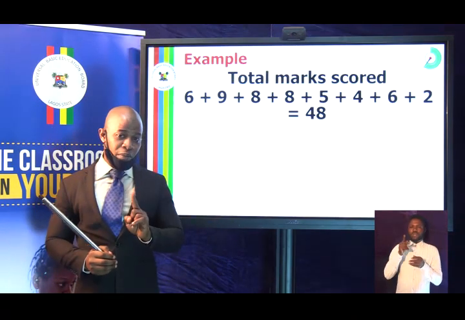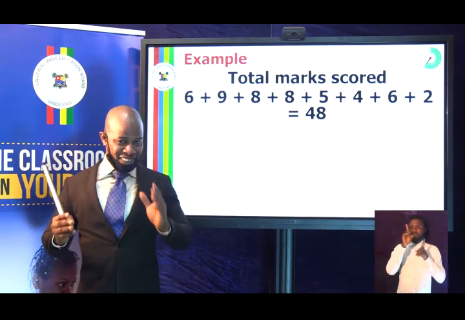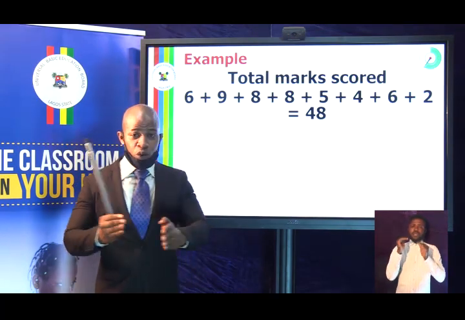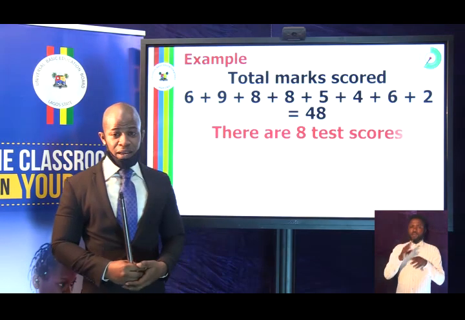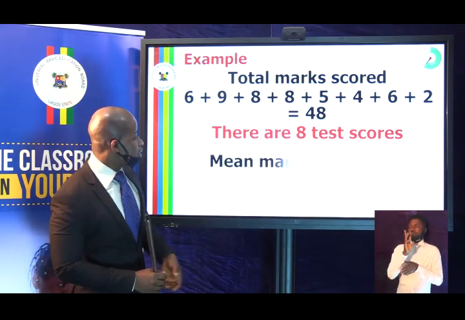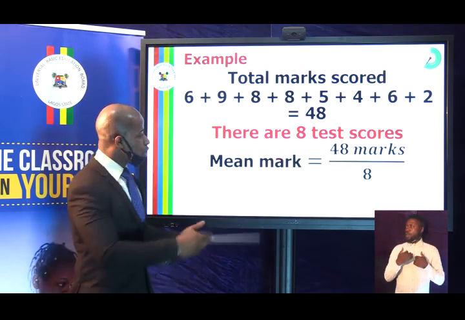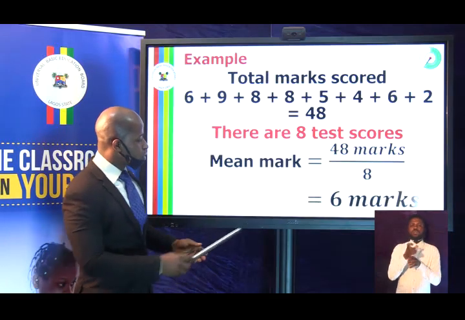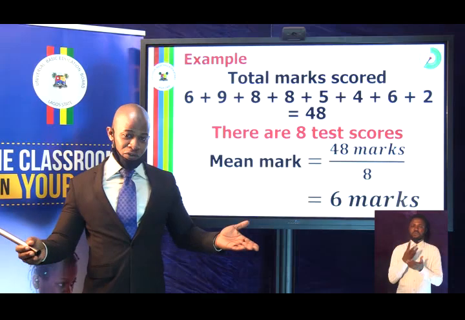But we now need to keep in mind that Bukola has done how many tests? 8 tests. So we now share this total mark equally among the tests. And that means we will divide 48 by 8 tests. So we have 48 marks, divide it into 8 for each of the tests. What do you get? You get 6 marks. So Bukola is still performing averagely.